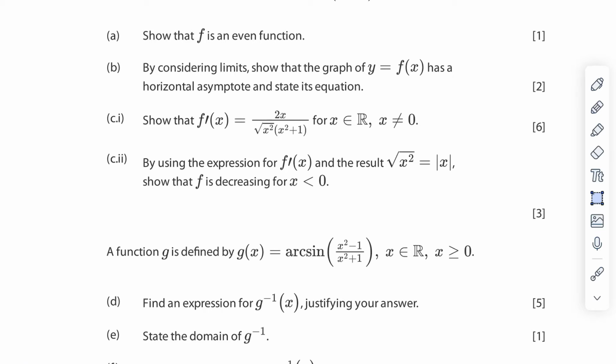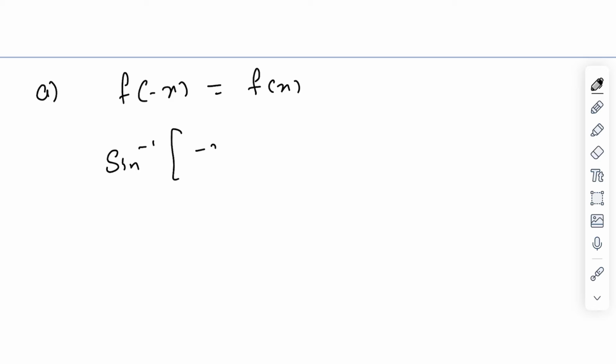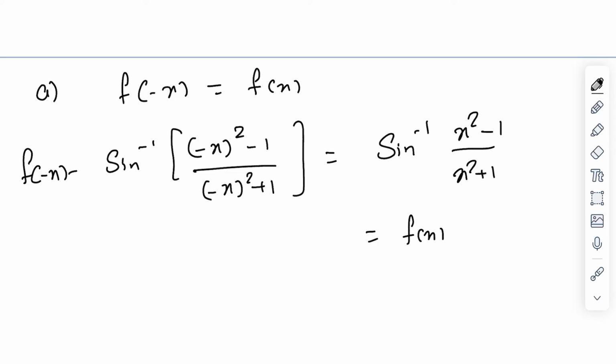Coming to question number 8, a function f is defined, f of x equals sine inverse of x squared minus 1 by x squared plus 1. Show that the function is an even function. For an even function, the condition is f of negative x should be equal to f of x. So instead of x, I plug in negative x, wherever x is there, and I should get the same function. Yes, it is nothing but f of x. So this is f of negative x. I replaced x with negative x and I got the same f of x. Therefore, it is an even function.